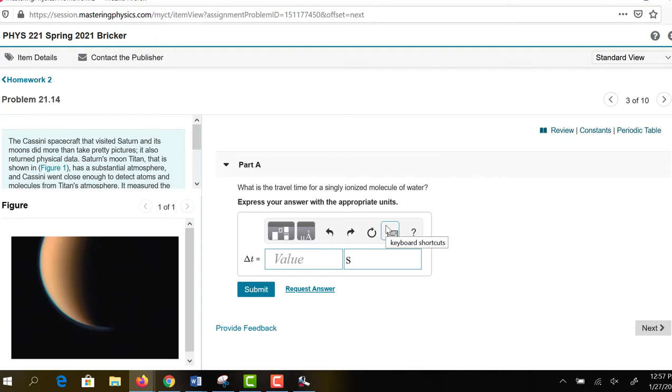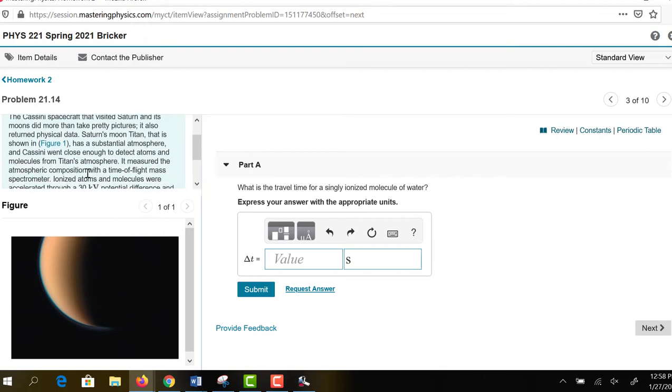So the Cassini spacecraft that visited Saturn and its moons did more than take pretty pictures. It also returned physical data. Saturn's moon Titan, that's shown in the picture, has a substantial atmosphere, and Cassini went through to detect atoms and molecules from the atmosphere. It measured the atmospheric composition with a time-of-flight mass spectrometer. These are used all over the world right now, actually.